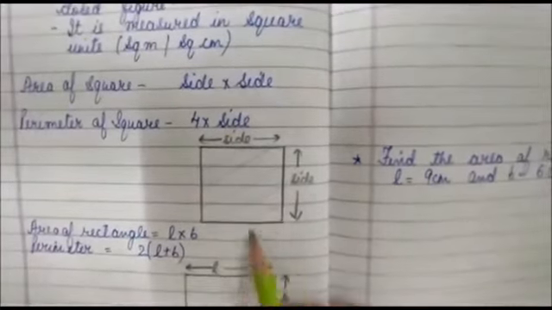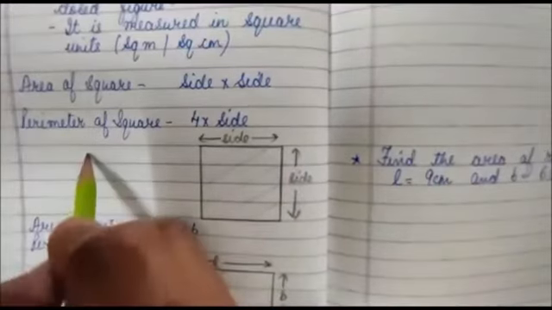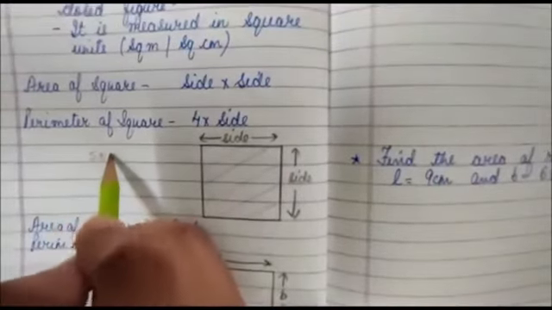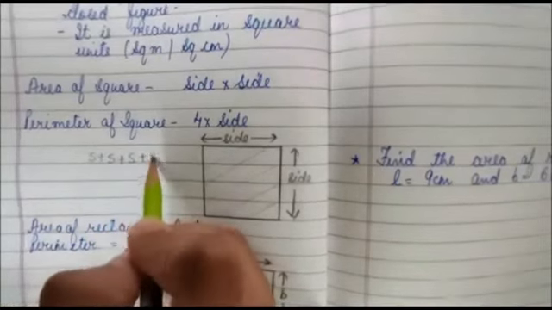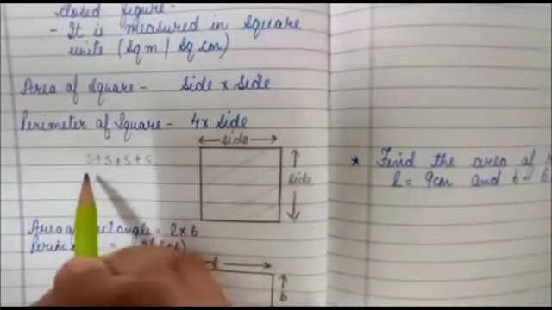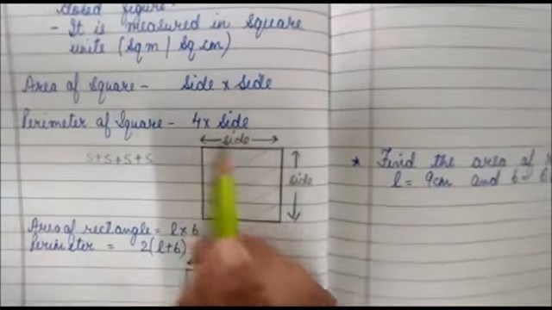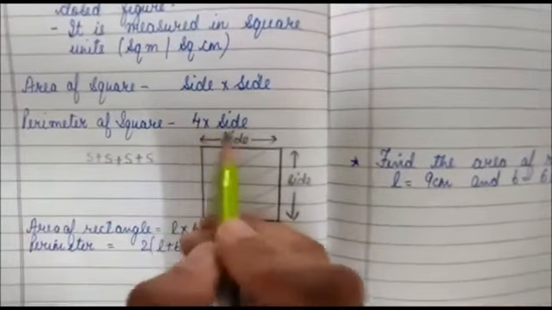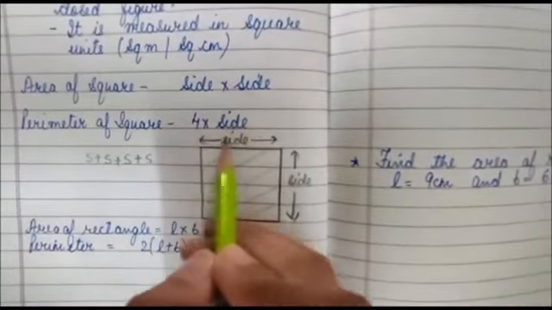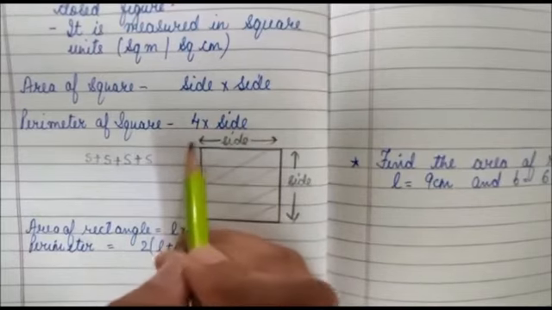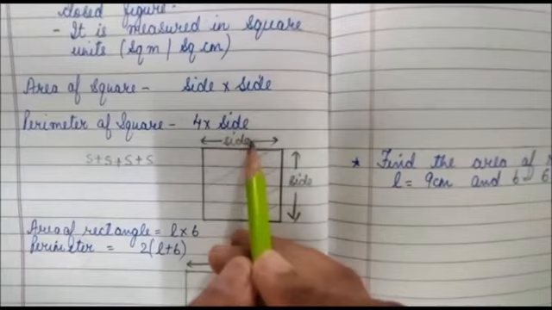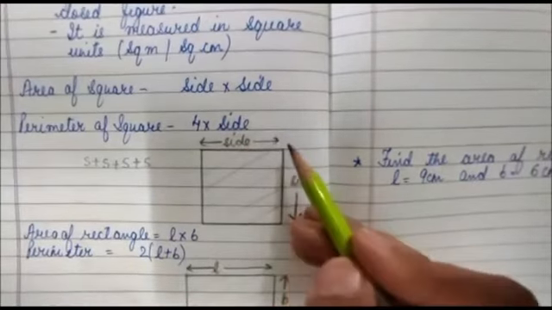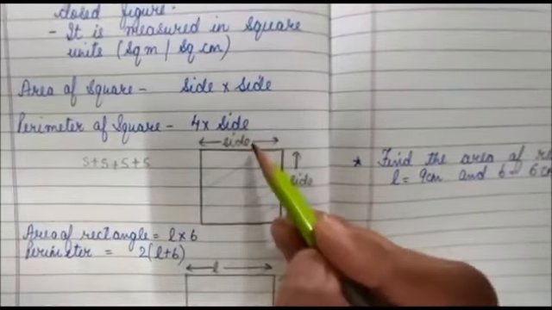So if I have to calculate the perimeter of a square, it means I have to add all the sides. Side plus side plus side plus side. So I am adding the same side 4 times as it is a four-sided figure, which I can further write as 4 into side. In this way we have got the formula of perimeter of square, which is equal to 4 into side. So we have done two formulas for the square, area and perimeter.